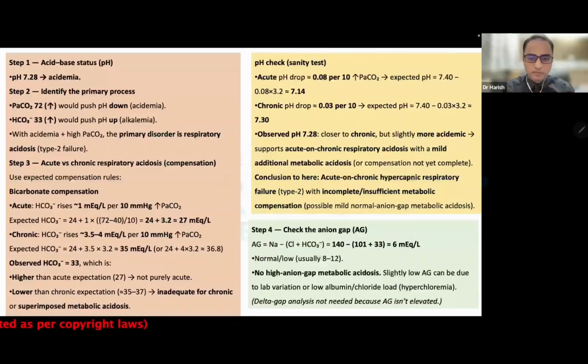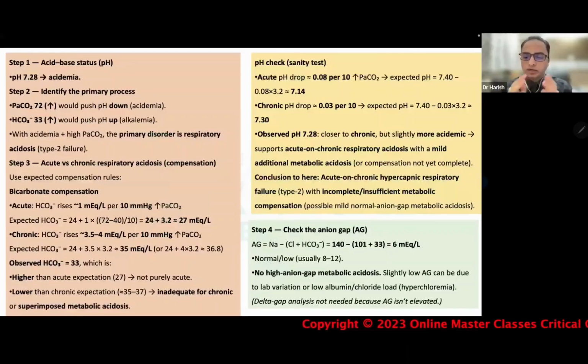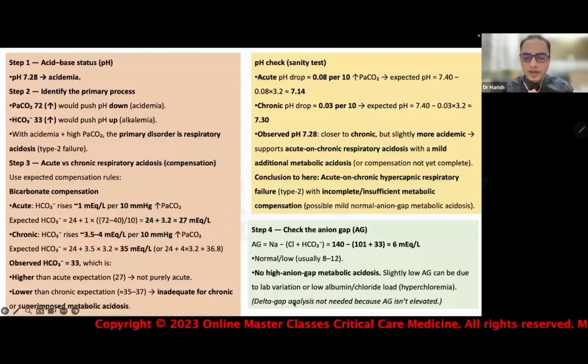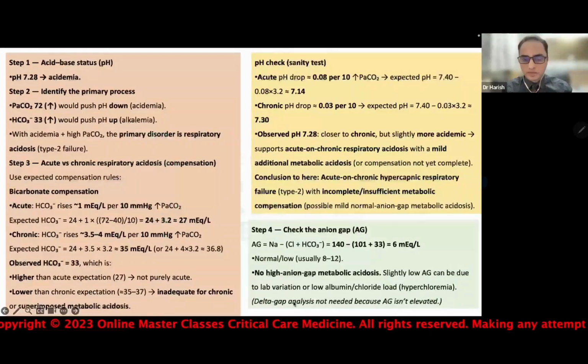So when we have a metabolic component, what we do is calculate the anion gap. So the anion gap is 6, which means normal or low anion gap. The expected is around 8 to 12, and this is 6. So there is no high anion gap metabolic acidosis. A slightly low gap can be due to lab variation, or low albumin, or a chloride load, that is hyperchloremia. So further, there is no need to calculate any delta gap because it is not a high anion gap metabolic acidosis.